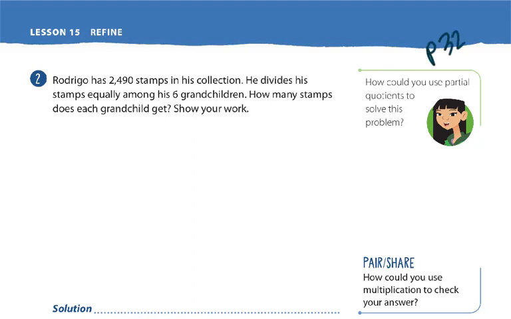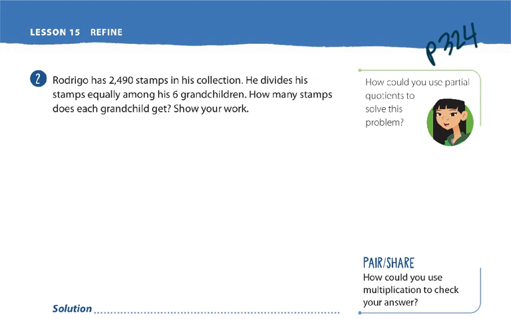Okay, page 324. Ready to read. Rodrigo has 2,490 stamps in his collection. He divides his stamps equally among his 6 grandchildren. How many stamps does each grandchild get?